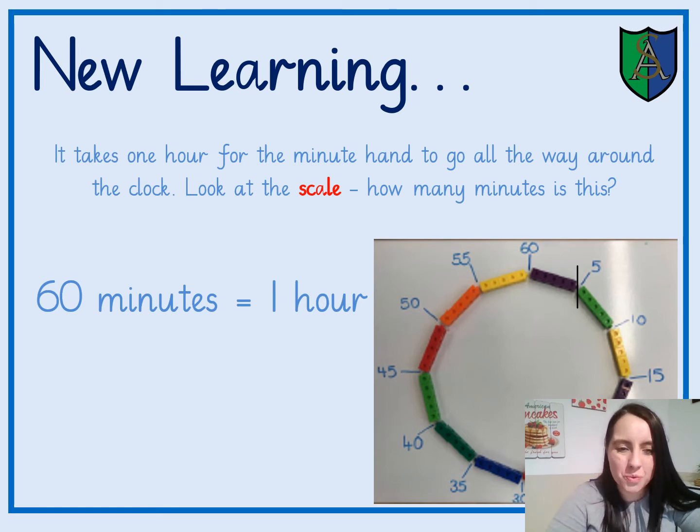Well done if you said that there are 60 minutes in 1 hour, because for the minute hand to go all the way around the clock and pass through all of those different numbers and end on 60 before it begins again, that would be 1 hour, okay? So when we're looking at it, we can notice the scale, so we can see that the minute hand will tick all the way around just like this.